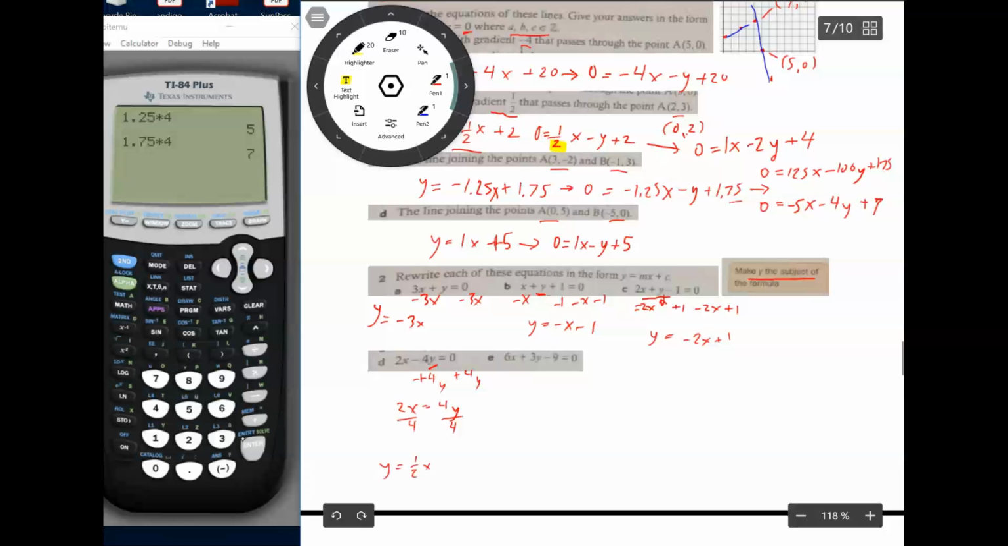And then this one here, we get y by itself. Let's subtract 6x to the other side. Let's add 9 to the other side. 3y equals negative 6x plus 9. We're going to divide both sides by 3. We'll get y equals negative 2x plus 3. And I think we're done.